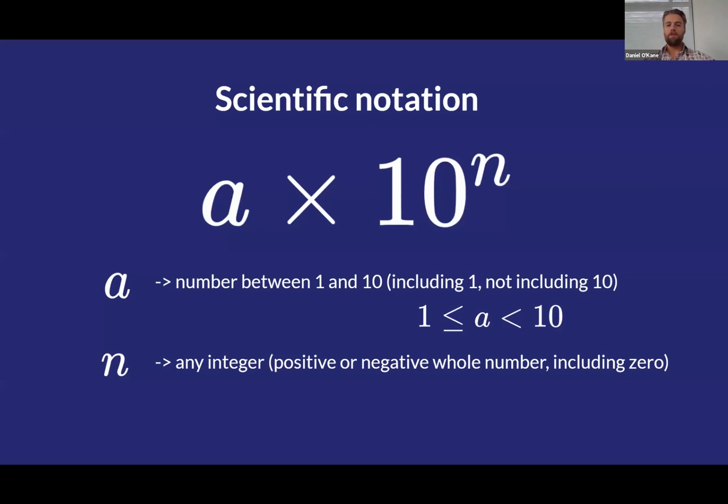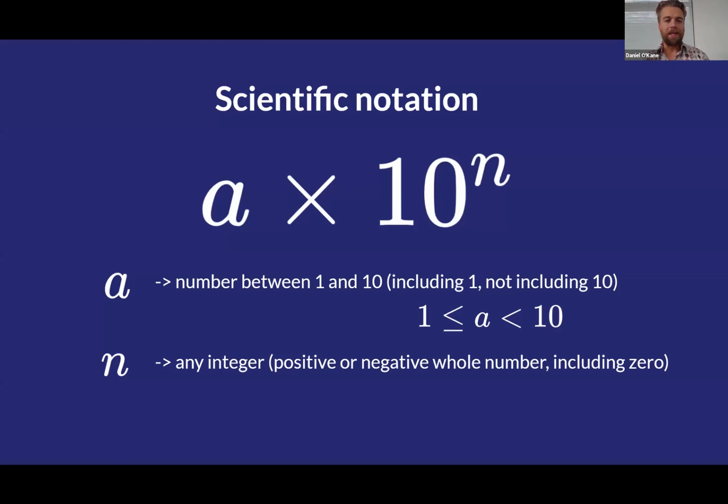So here it is, scientific notation. You have a number A times 10 to the power of n. A is any number between 1 and 10. You can include the number 1, but you cannot include 10. This does include 9.99999, but it doesn't include 10 for that value of A.